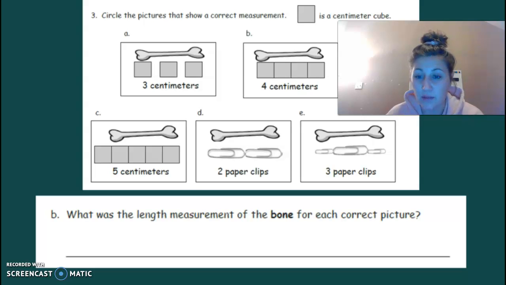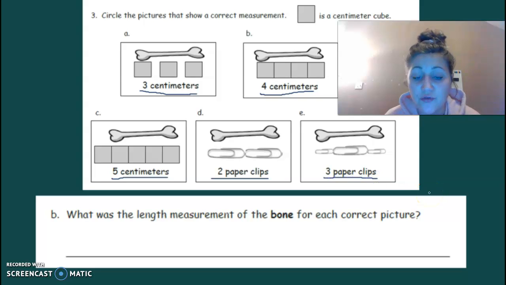And this is pretty simple. Let me show you what you're going to do. So under each picture, there's a length measurement. This one says 3 centimeters. This one says 4 centimeters. This one is 5 centimeters. And then this says 2 paper clips and 3 paper clips.